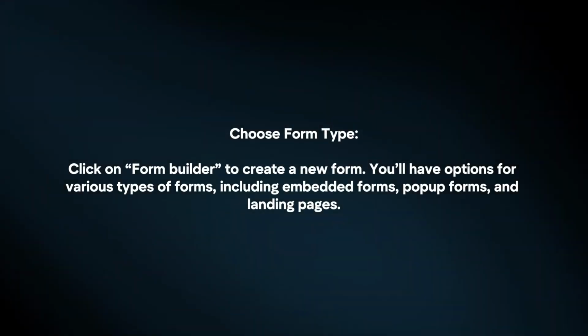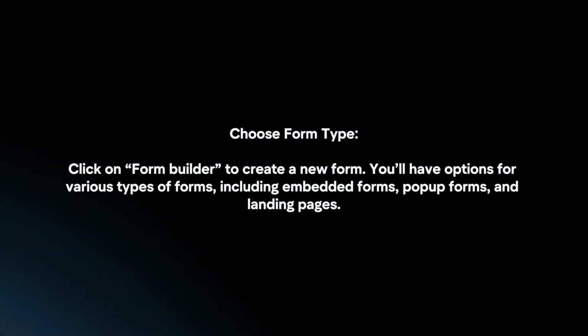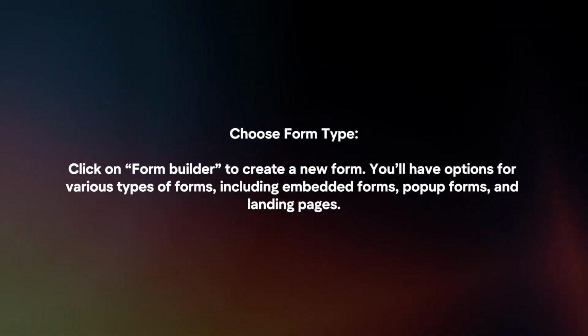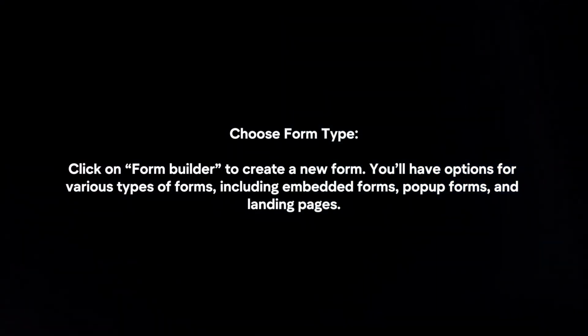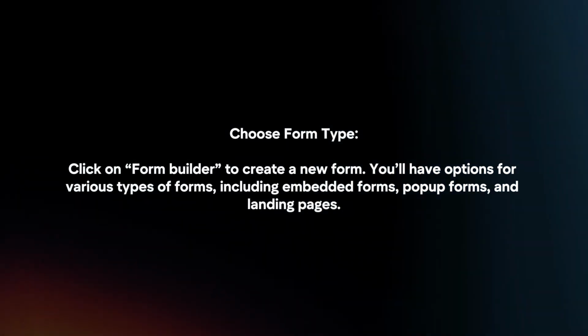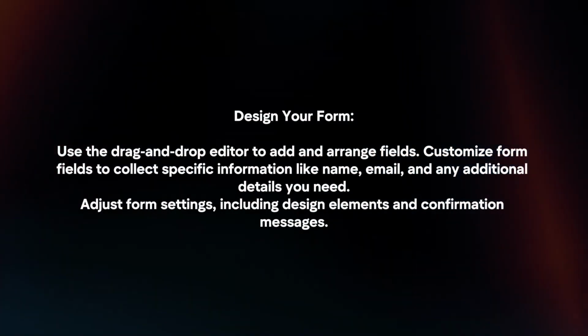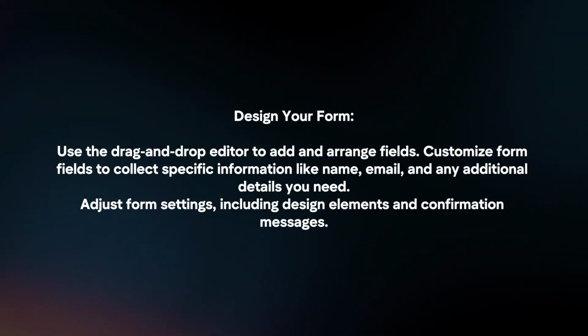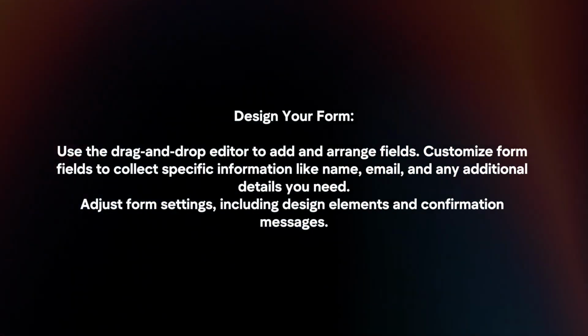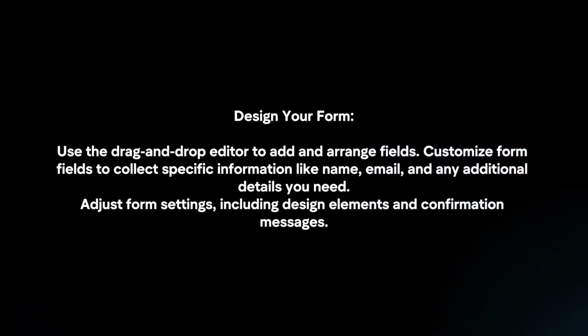Choose Form Type. Click on Form Builder to create a new form. You will have options for various types of forms, including embedded forms, pop-up forms, and landing pages. Design your form. Use the drag and drop editor to add and arrange fields. Customize form fields to collect specific information like name, email, and any additional details you need.